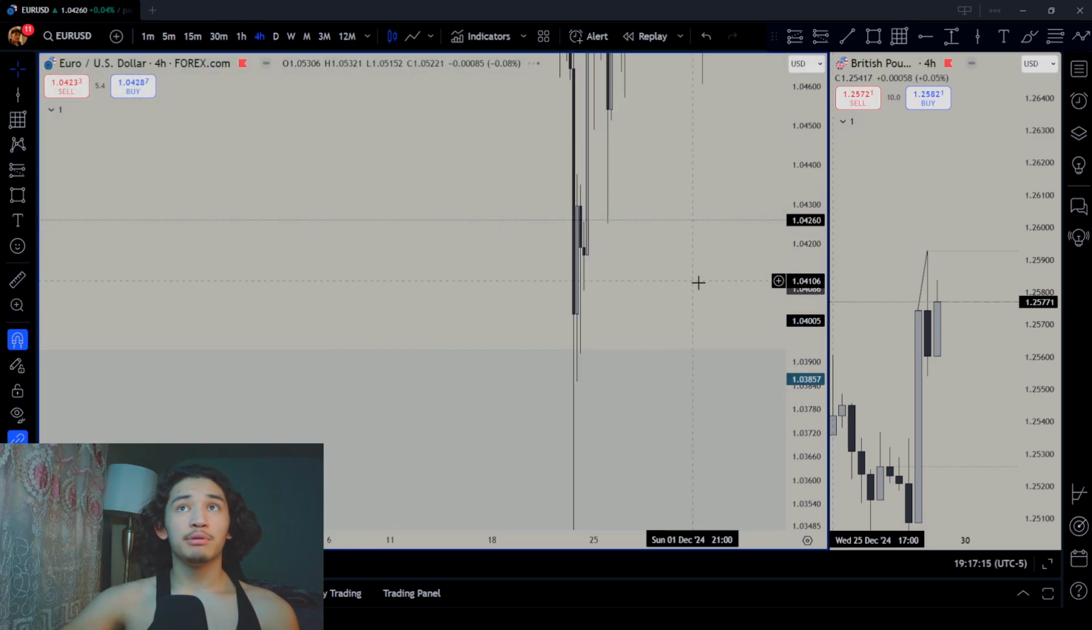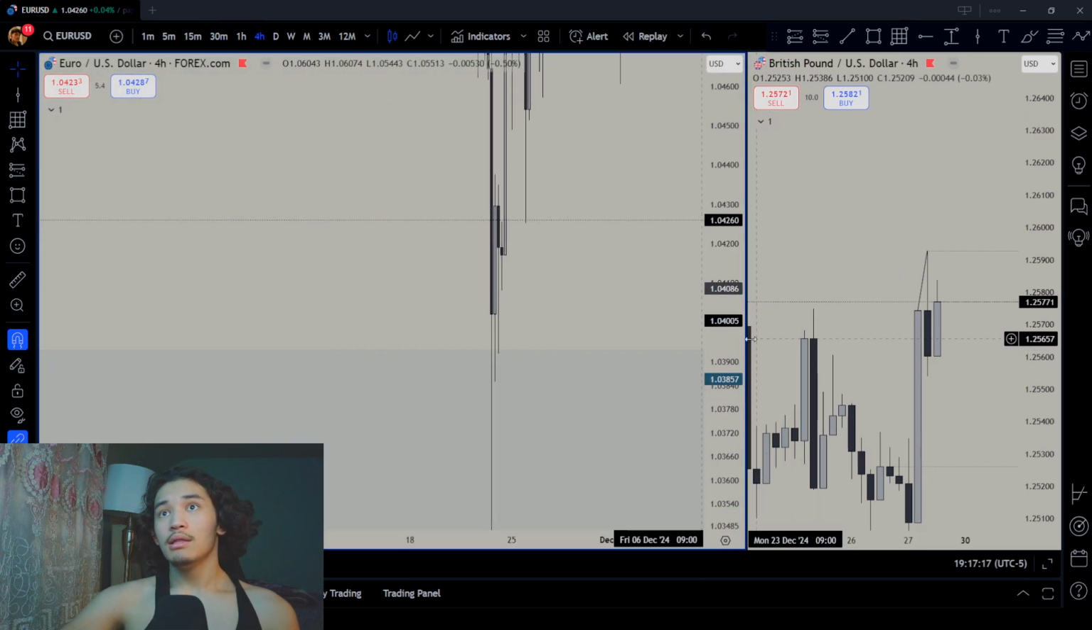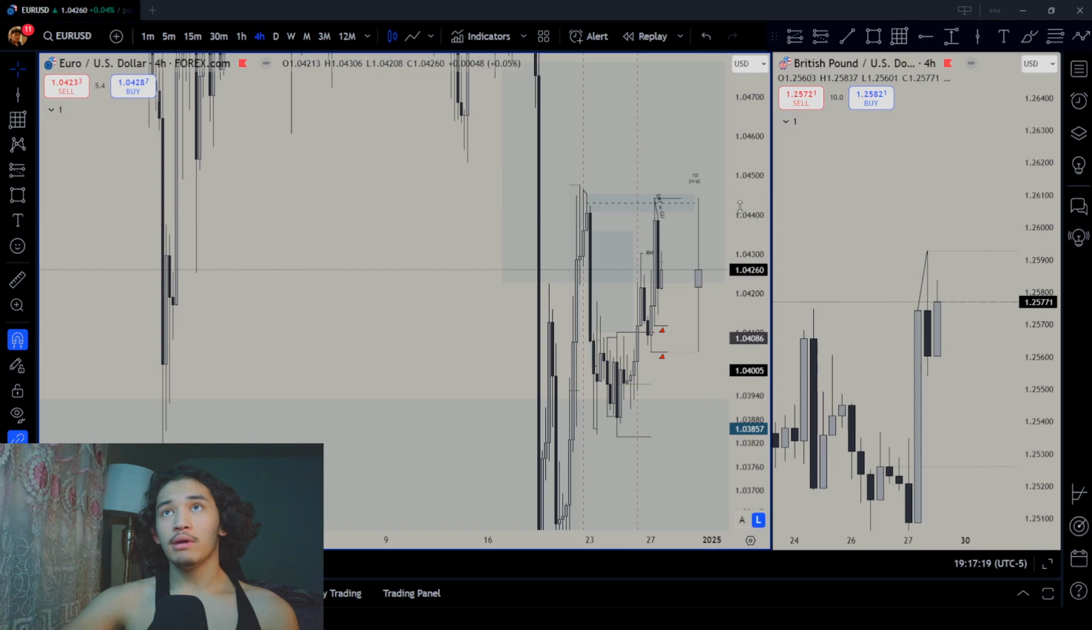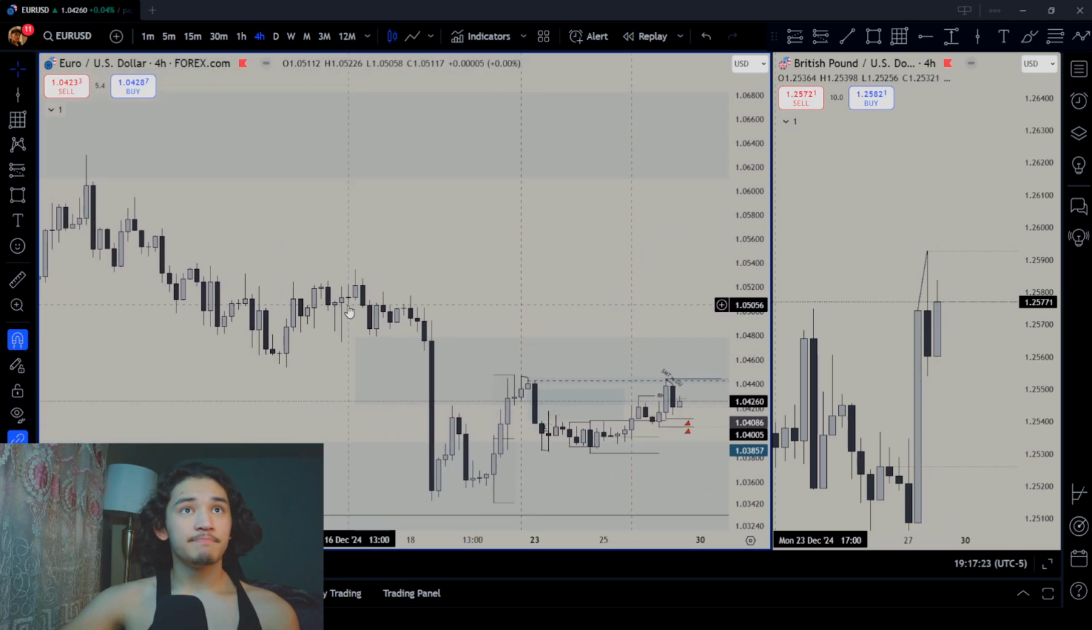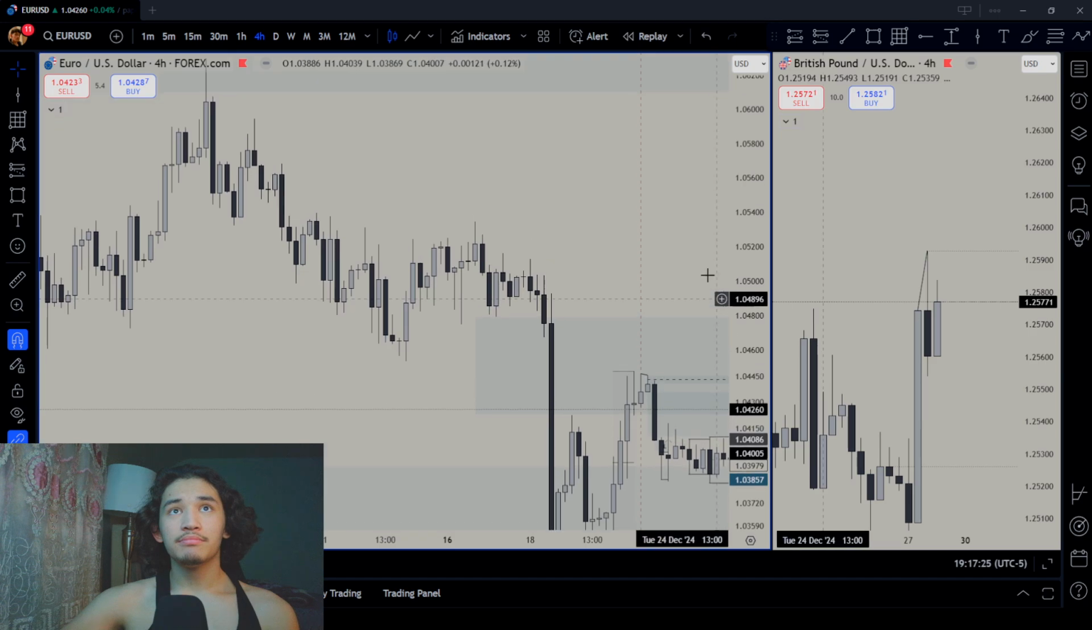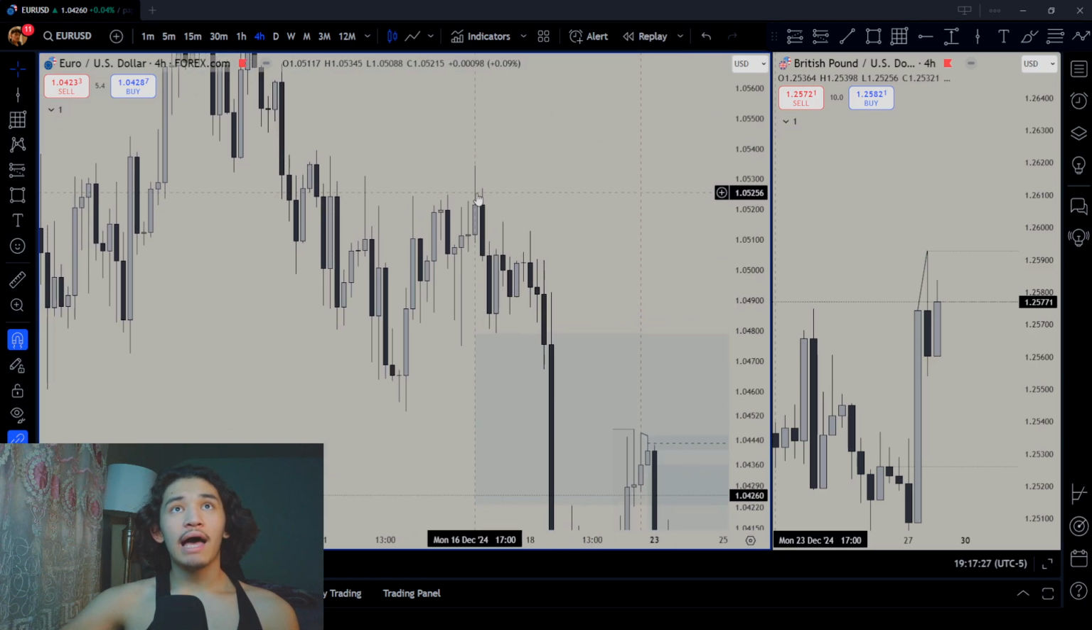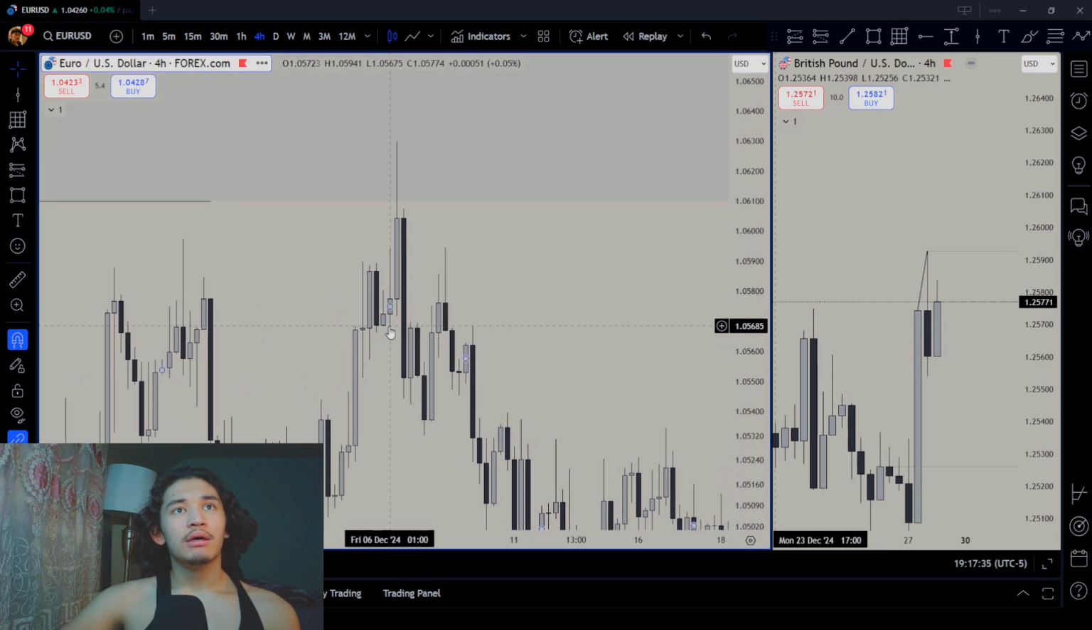Do we have any more examples here? Let's see if we have any more examples before we end off this chapter 12, time and price. Let's see. Reversal happened. No, that's not that. That's not a good example. Let's see.